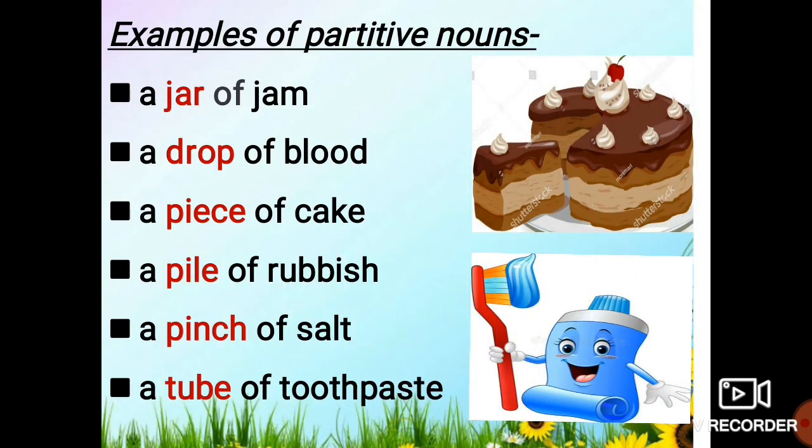Examples of partitive nouns: a jar of jam, a drop of blood, a piece of cake, a pile of rubbish, a pinch of salt, a tube of toothpaste. So students, as you can see these highlighted words, these highlighted words are the partitive nouns.